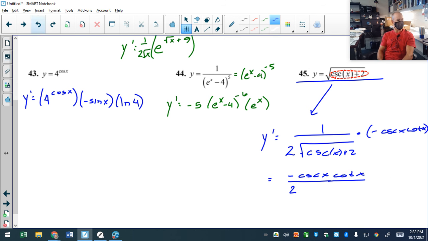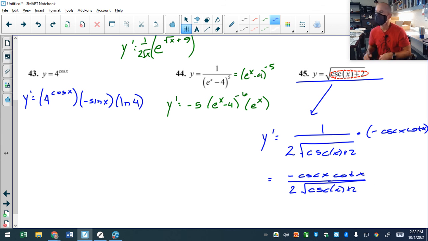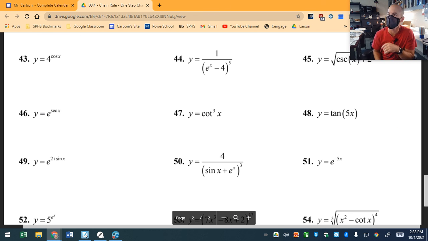Well, I am having a really hard time writing today. There we go. Good on those three. Let's see. 46 is nice. I don't know if I'm going to do 46.